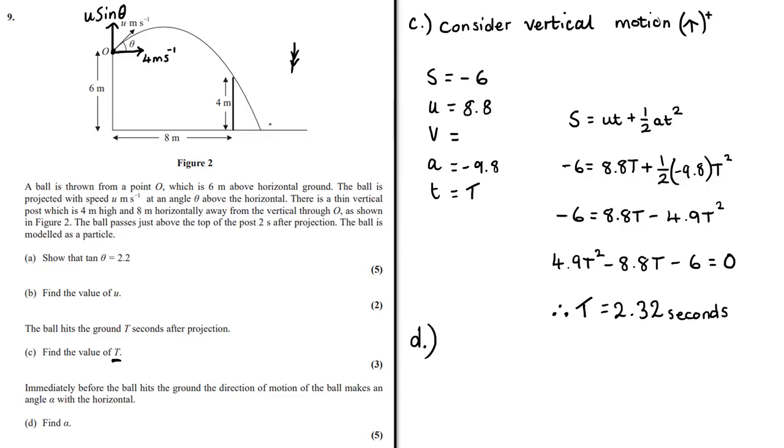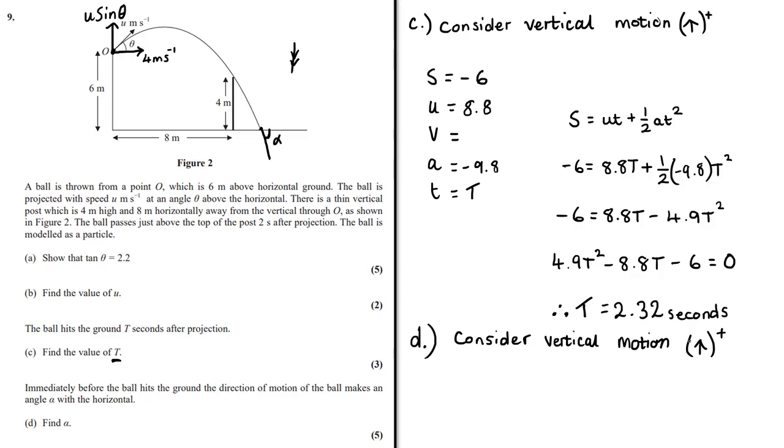So the way to think about this is it's essentially carrying on. Obviously, it doesn't carry on through the ground. But what I'm looking for here is this angle alpha. Okay. So how do we do this? Again, I need to consider vertical motion. So we consider vertical motion. Again, because we initially project upwards, I'm taking upwards as being positive.